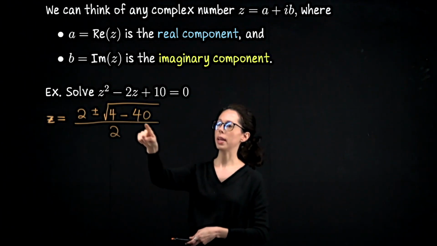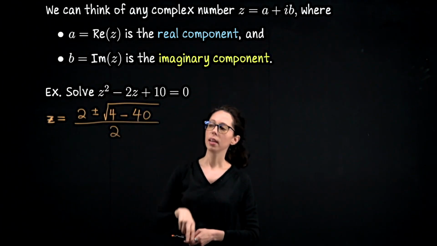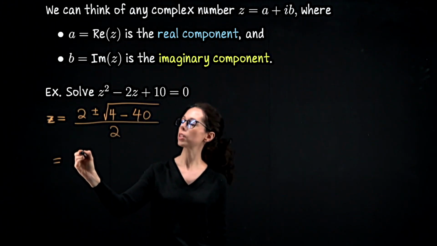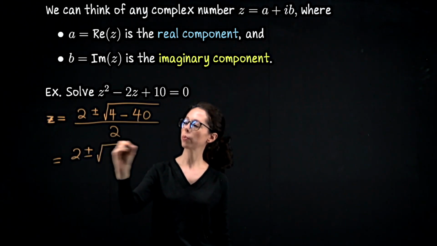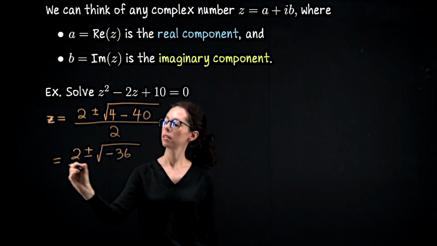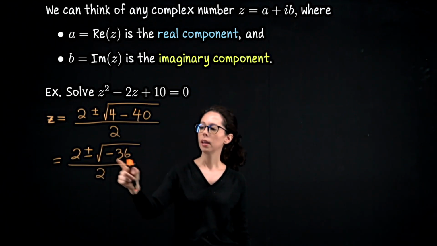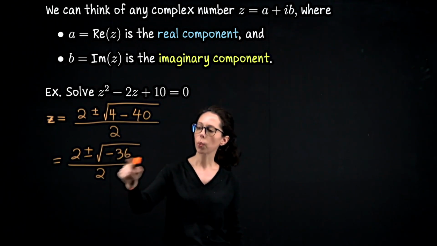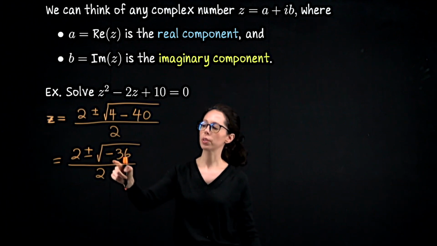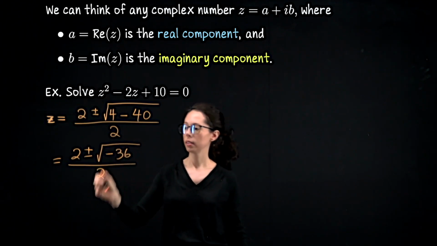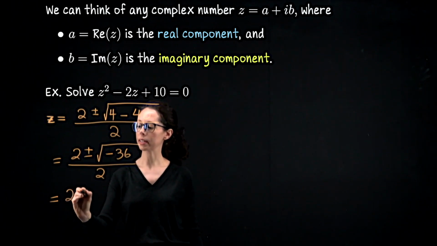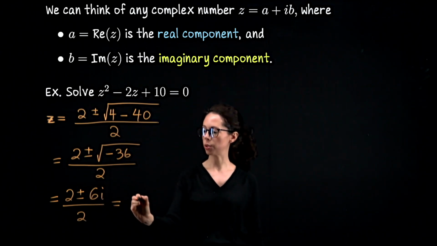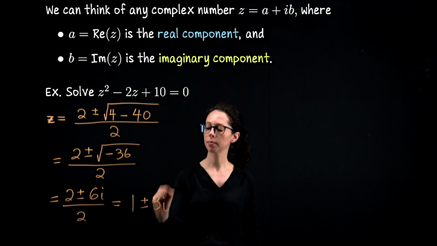Okay, our discriminant here inside of the square root is negative. Let's simplify that to negative 36 so that we can say that the solutions to this quadratic equation look like 2 plus or minus the square root of negative 36 divided by 2. This negative 36 we can think of as negative 1 times 36. The square root of a product is the product of the square roots. So this is going to be i times 6. So overall, the square root of negative 36 is 6i. And then this simplifies into 1 plus or minus 3i.